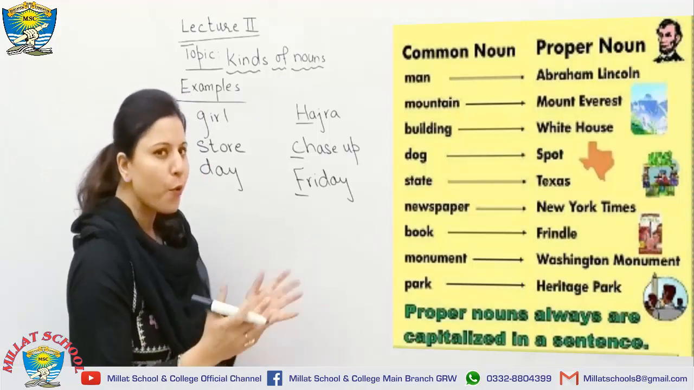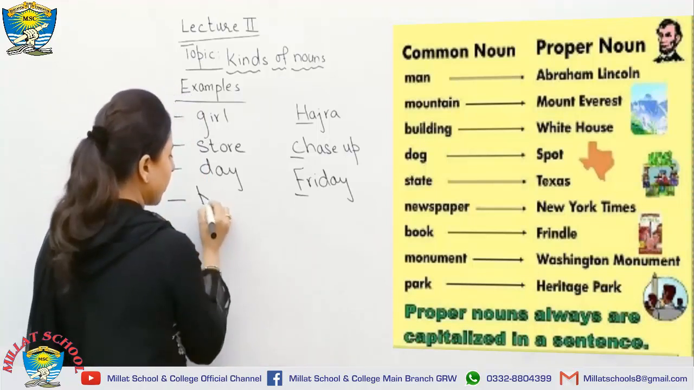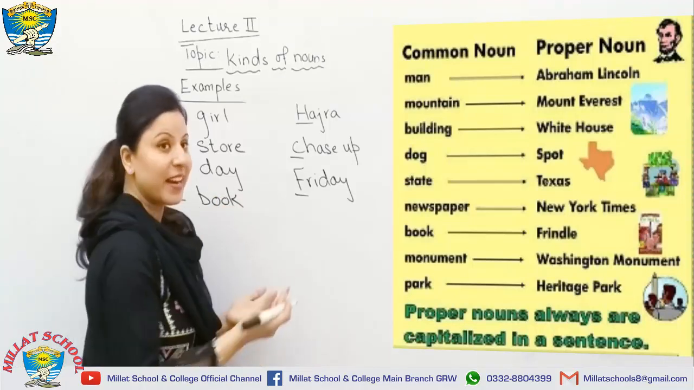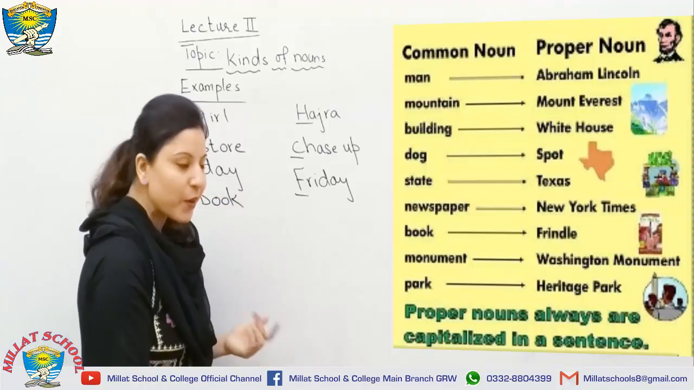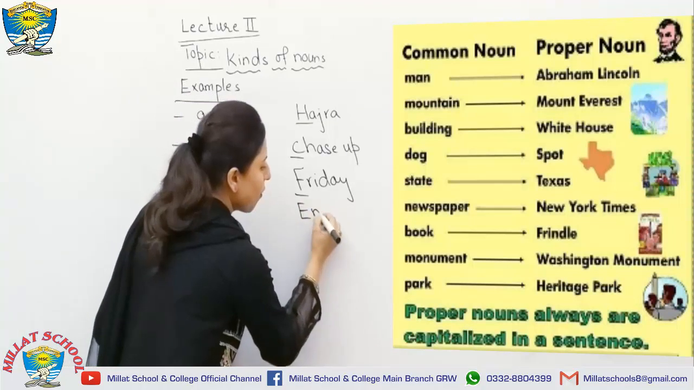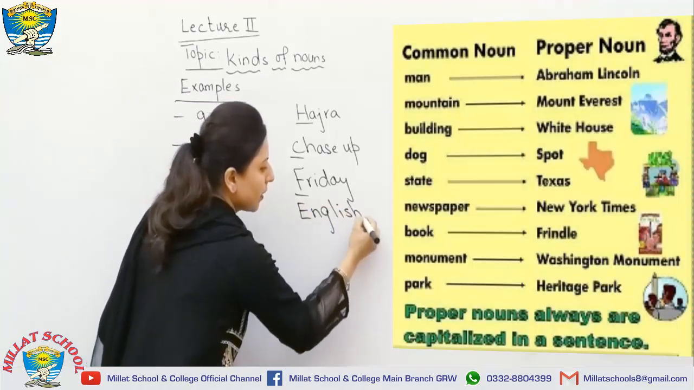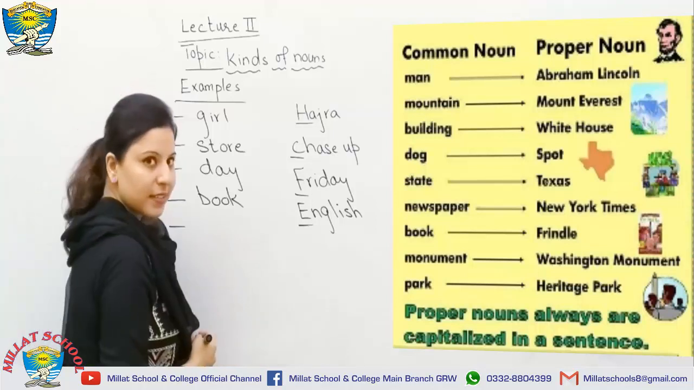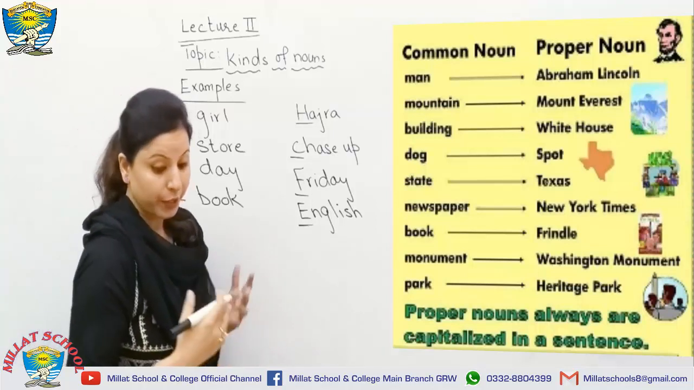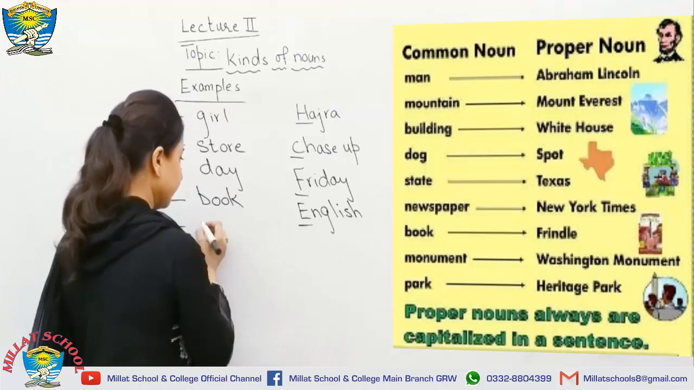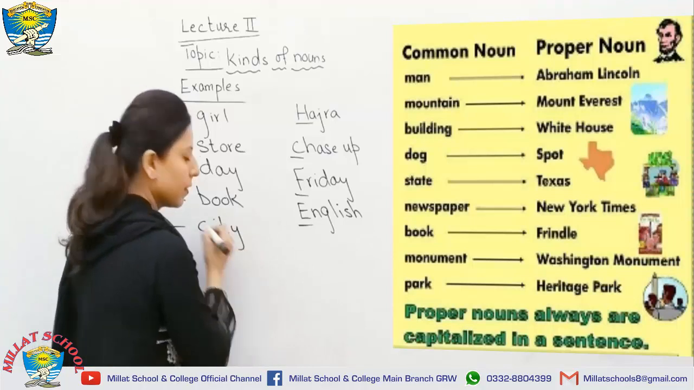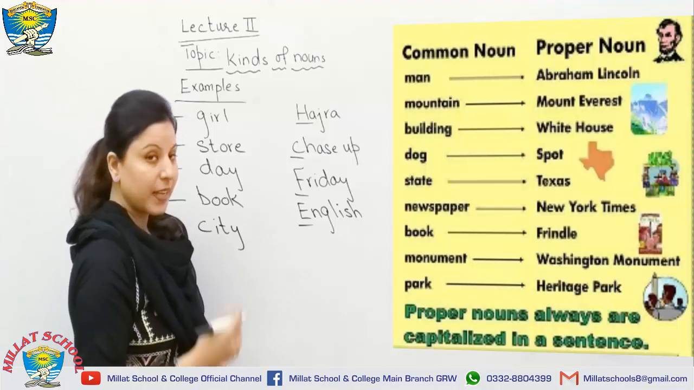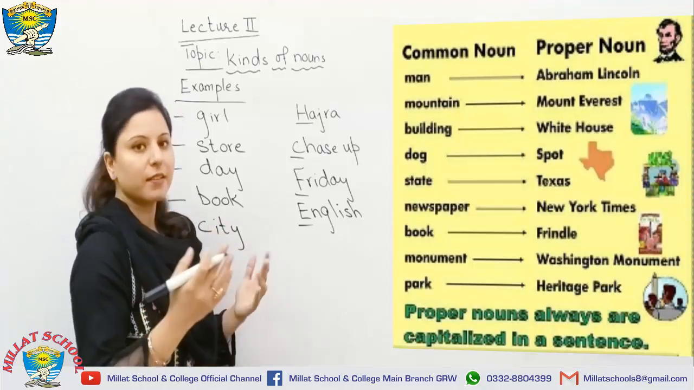Let's move to some more examples, like book. Our fun book, Wren and Martin, or the English book, is also a proper noun. The next is another example. For example, city. City. What city? Think. Many cities.